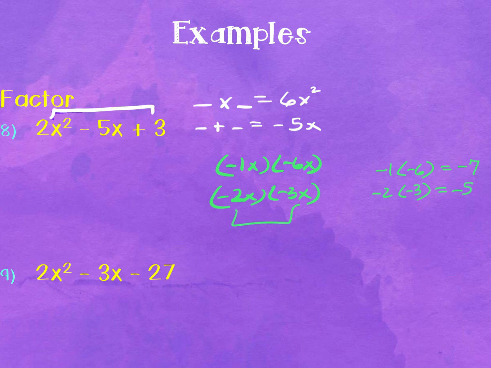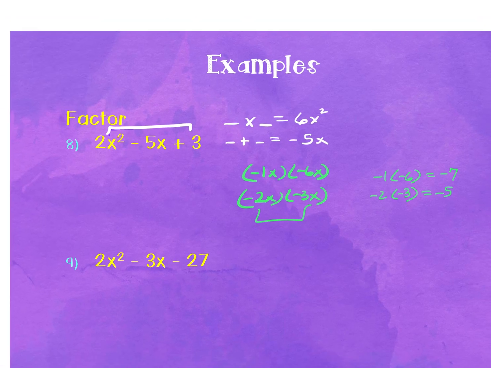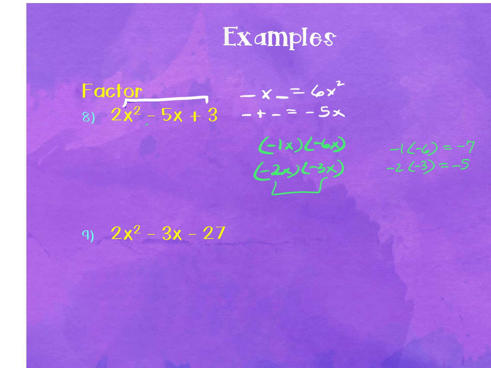So these are going to be my two factors that will replace the middle. So I'm replacing the -5 with these two factors I just found. So I rewrite the 2x squared. I'm replacing the middle with -2x and -3x, and then I just rewrite the last term. And now I'm going to make my two groups.